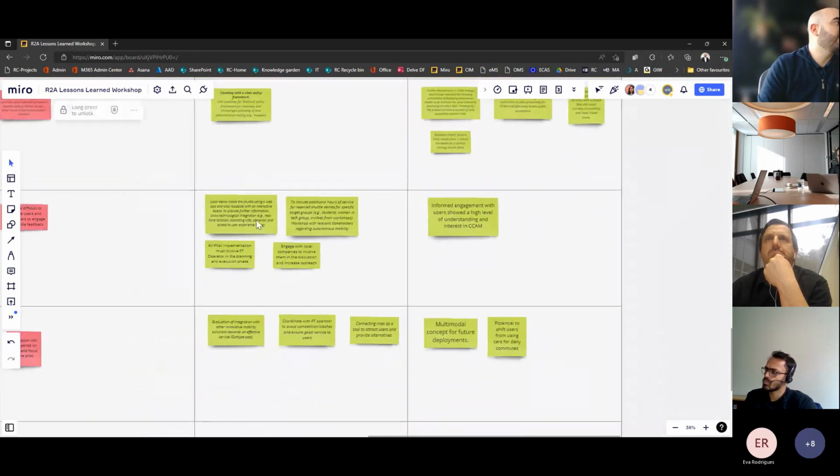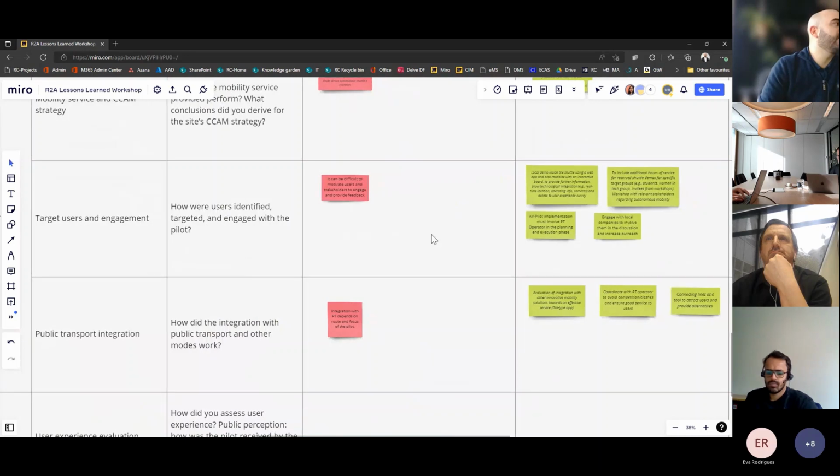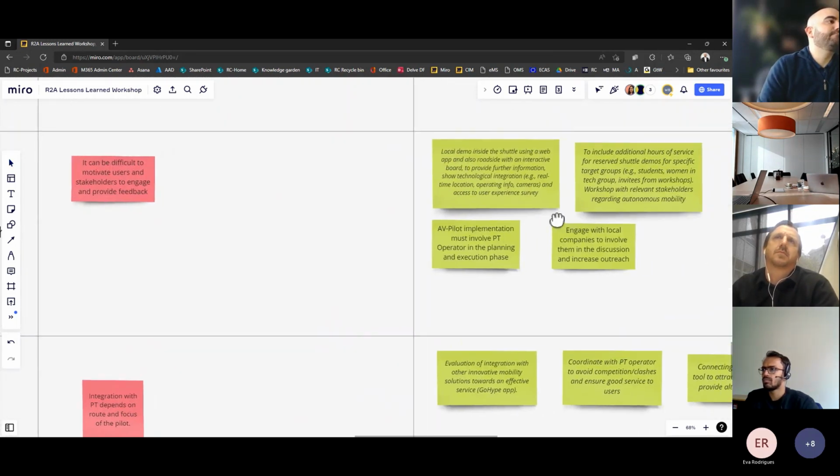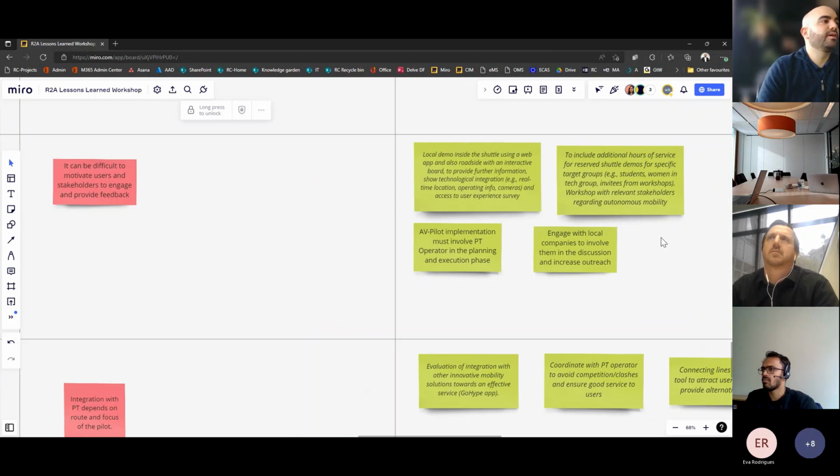Let's see, maybe the next row to go quicker, in terms of how users were identified and engaged with. We know the difficulty in terms of attracting users and stakeholders to be active. So in that sense, some of the recommendations were to work together early on with the different companies in the sector around the route, to involve them in the discussion and also in the communication, to use the technology that you have available.